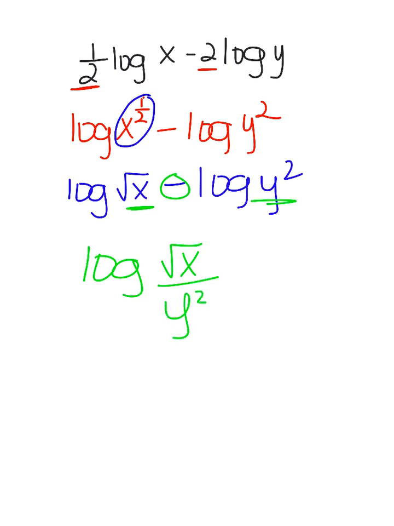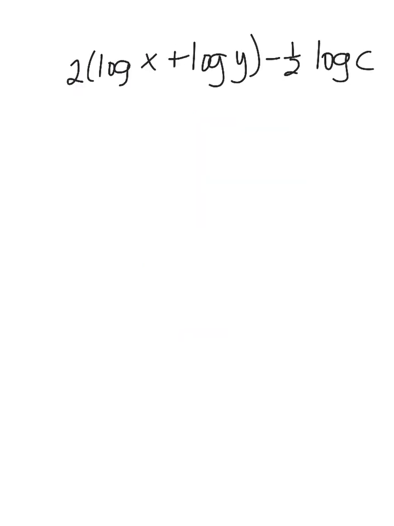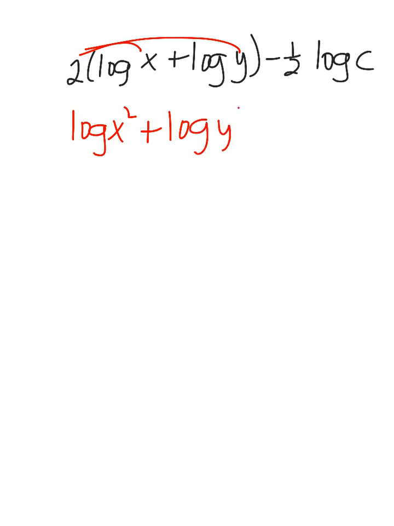All right, let's take a look at 2b. Okay, so since I have a 2 on the outside of the parentheses, that means it's going back to both the x and the y. So let's log x squared plus log y squared. And then the 1/2 goes back to the exponent for c. So minus log c to the 1/2 power. So my c to the 1/2 power will become the square root of c.